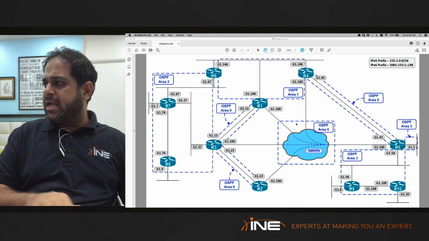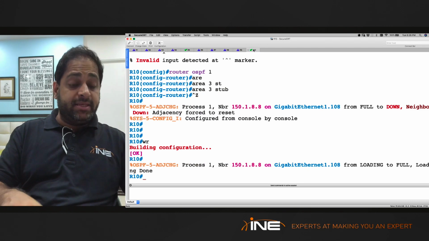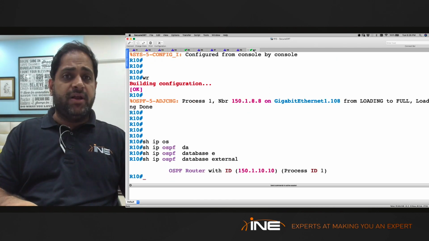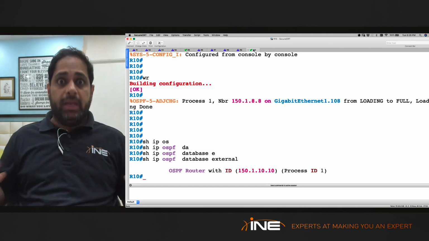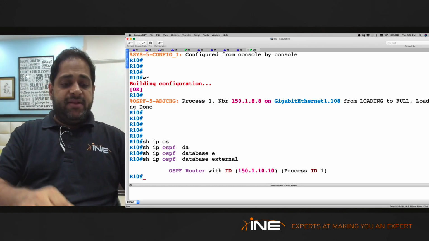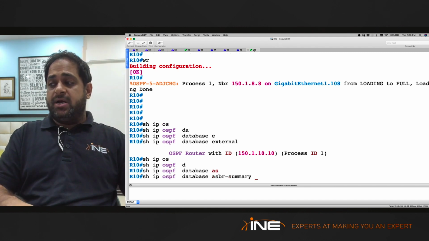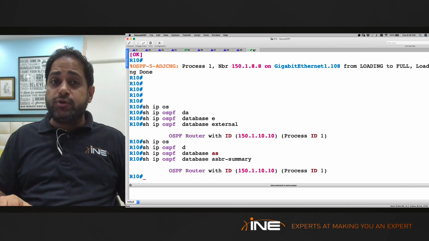So let's go back to our router and look at maybe R10's database. Show IP OSPF database external. If I look at his external database, he has no type 5 LSAs. It's completely blank. And if I do a show IP OSPF database ASBR summary, which is LSA 4, he does not have LSA 4 also.